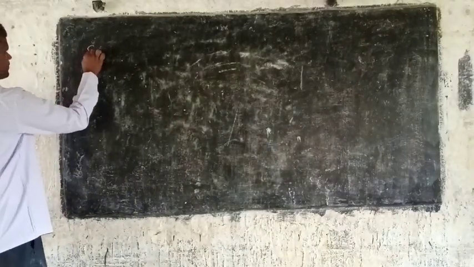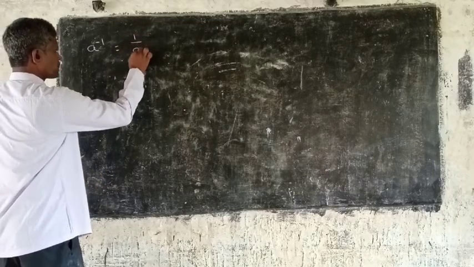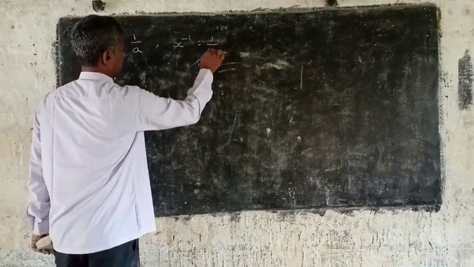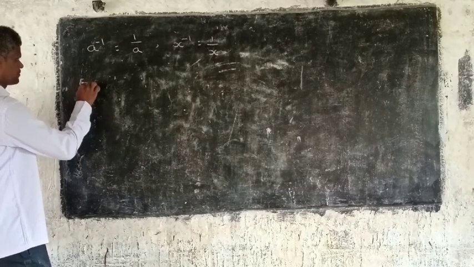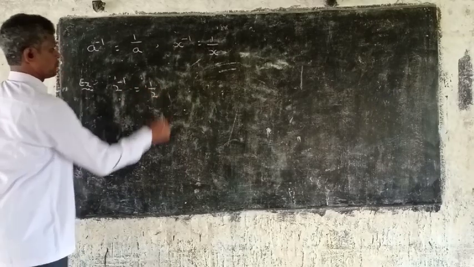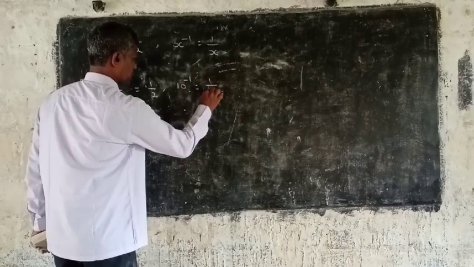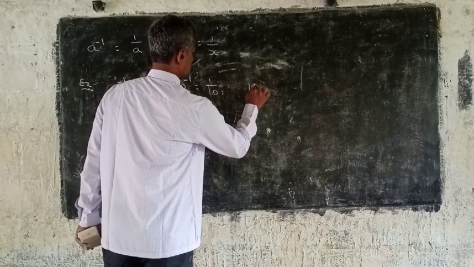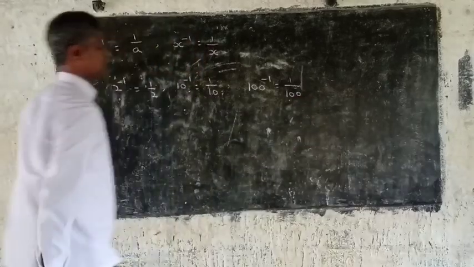Next one, a power minus 1 equals 1 by a, or x power minus 1 equals 1 by x. 2 power minus 1 equals 1 by 2, 10 power minus 1 equals 1 by 10, 100 power minus 1 equals 1 by 100.